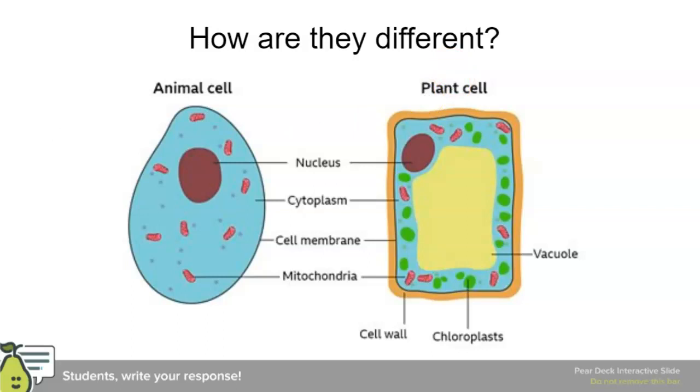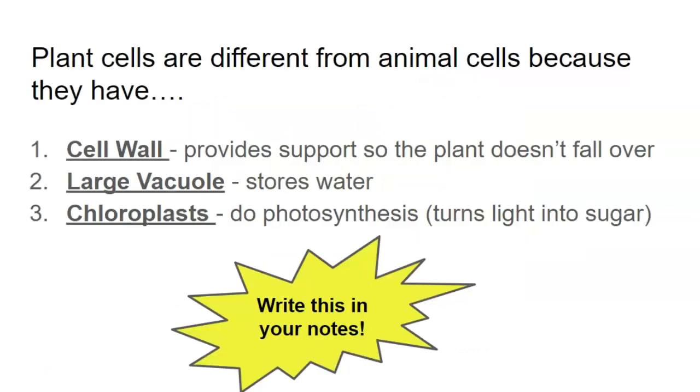So we're going to go ahead and write these down. This is the one slide we're writing down from this. So we're writing down plant cells are different from animal cells because they have three things. So our plant cells have three special things.